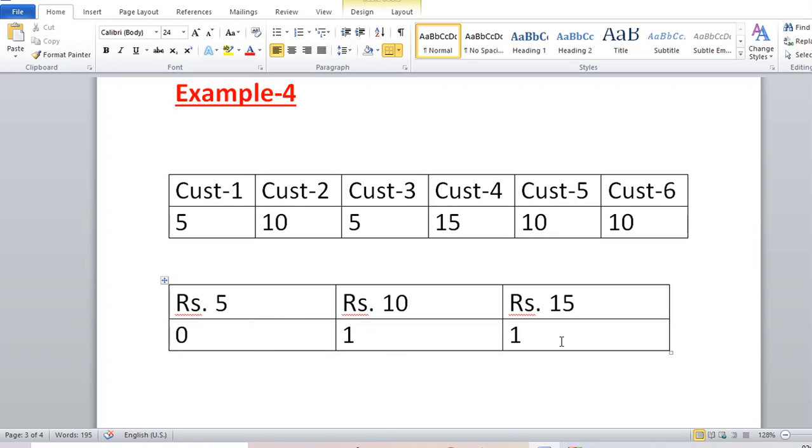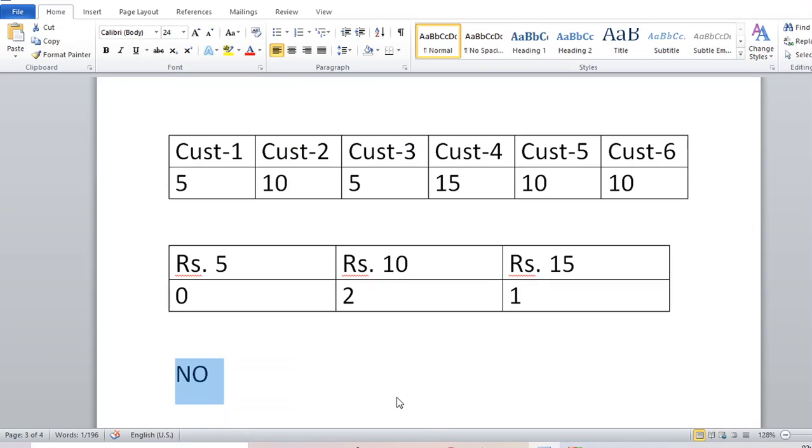So till now the chef can carry on his business, but when customer 6 gives this rupees 10 to the chef, this number will be increased by 1 and it will be 2, but the chef does not have enough rupees 5 coins to give him as balance. So here he cannot sell ice cream to the customers. It will be no again.